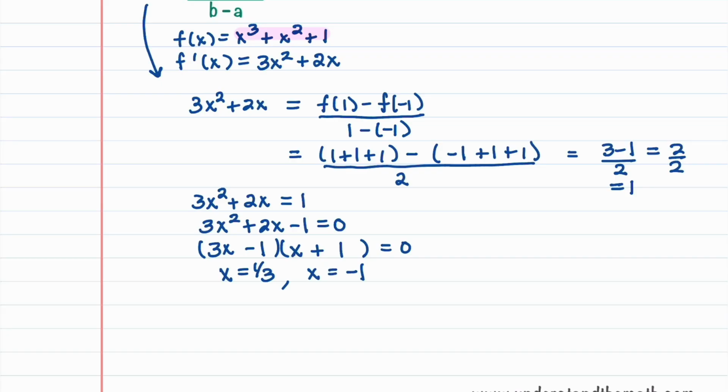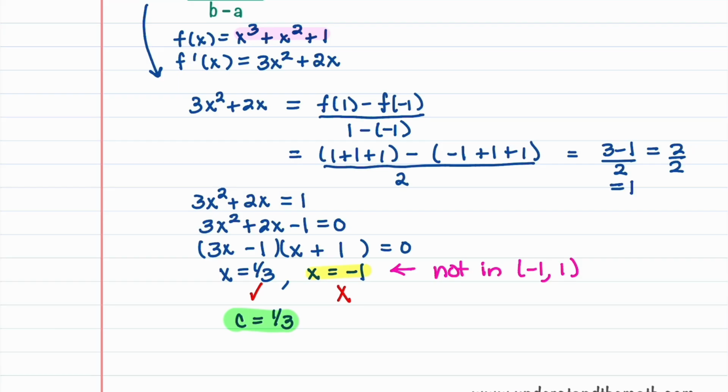The conclusion of the mean value theorem says that f prime of c is f of b minus f of a over b minus a, but that is only valid in the open interval. So let's notice down here that this point is not in the open interval from -1 to 1. It is an endpoint. So this point will not work. And this is the point that satisfies the mean value theorem. So our answer is going to be that c is equal to 1/3.